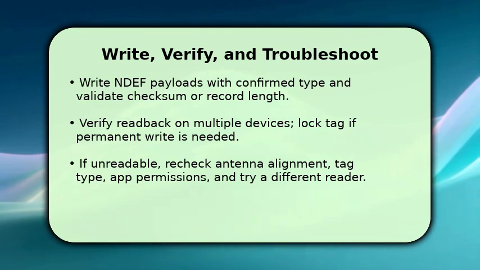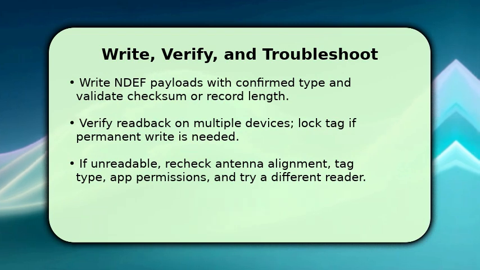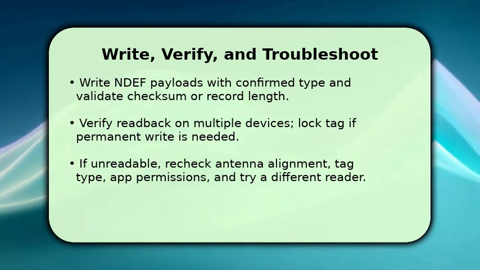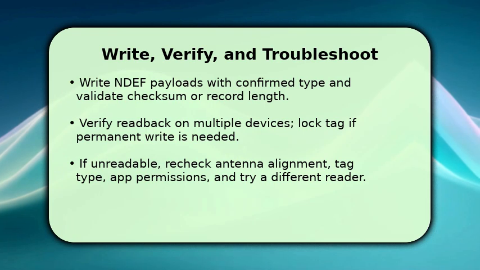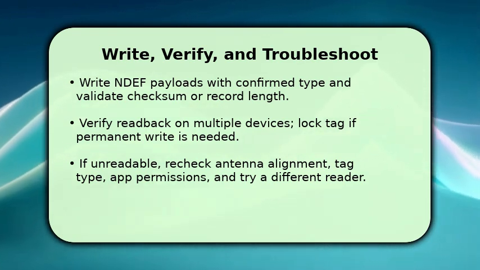To finish, craft the NDEF payload that matches your use case, text, URI, or custom MIME, and write it with the app while confirming the record type. Once written, immediately verify by reading back on the same device and, if possible, another phone to confirm compatibility. If you require permanence, lock the tag only after verification.